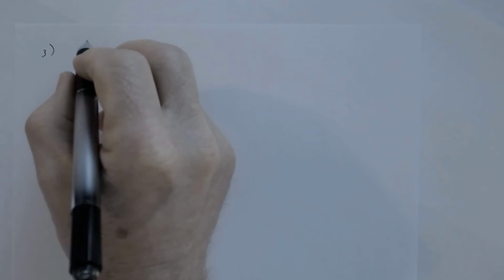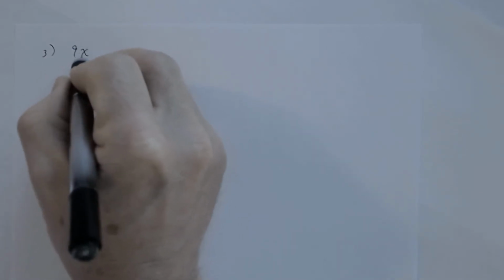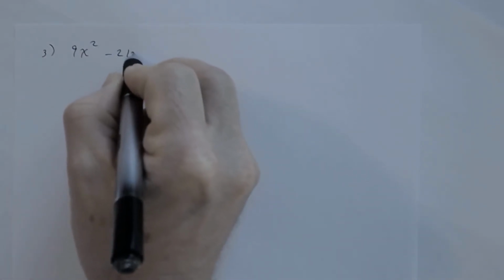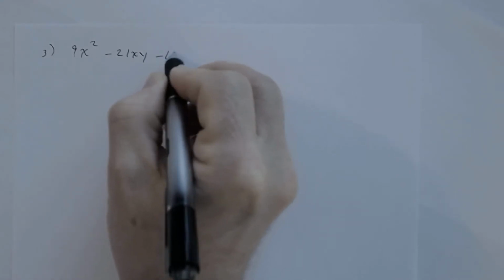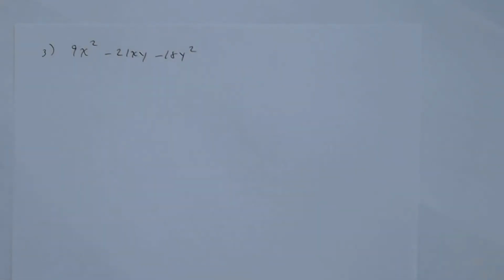All right, we have 9x squared minus 21xy minus 18y squared. Okay, so notice in this case we have two variables, so always look for that as well. So you've got to be careful. So in your answer, you're going to have factors involving two variables, x and y.